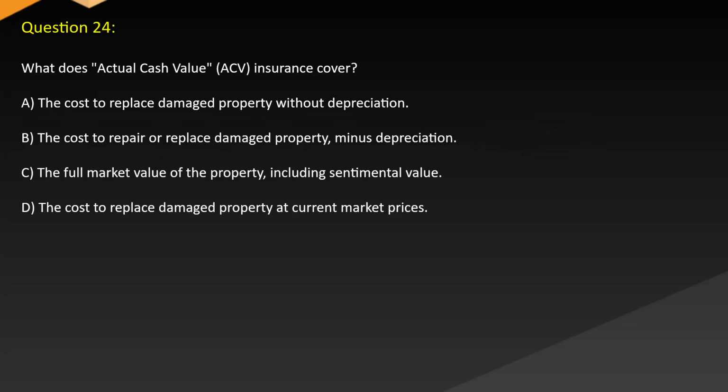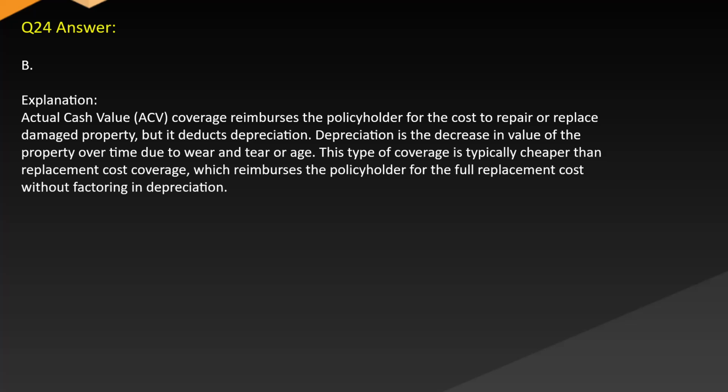Question 24. What does actual cash value insurance cover? A. The cost to replace damaged property without depreciation. B. The cost to repair or replace damaged property minus depreciation. C. The full market value of the property, including sentimental value. D. The cost to replace damaged property at current market prices. Answer. B. Explanation.